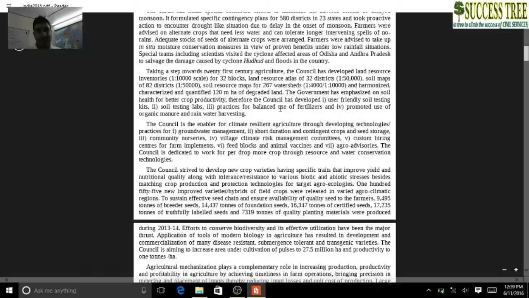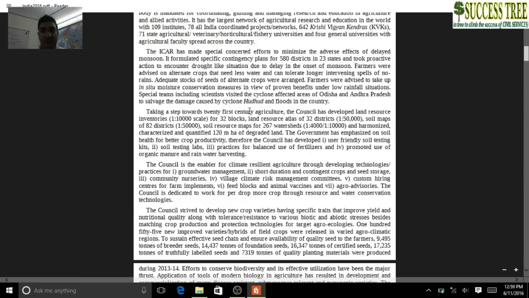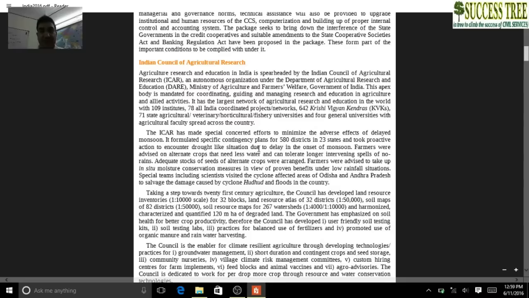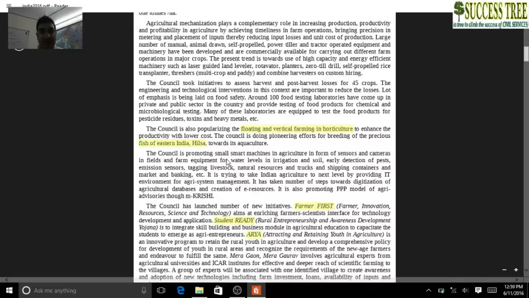Then you can see the Indian Council of Agricultural Research. So here you can find that this research institute is basically interested, with the objective to go for research and development in the agriculture field.